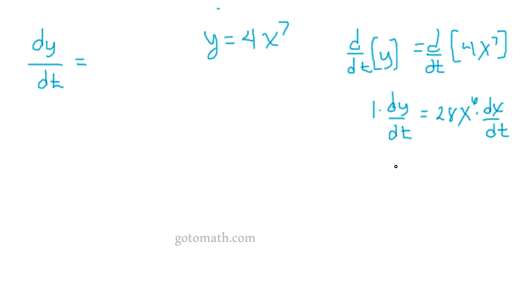Don't make it complicated. So dy over dt, we're going to just kind of clean it up. Not much to clean up, but anyway, rewriting it: 28x to the 6th times dx over dt. So what's cool about this is we've snuck time into this equation somehow, right? So time is in the equation now. So there it is. dy over dt is equal to 28x to the 6th times dx over dt.